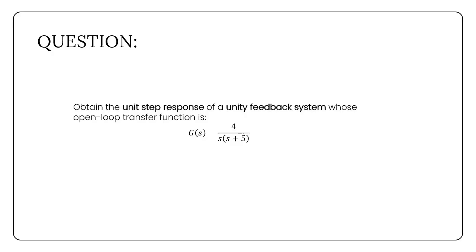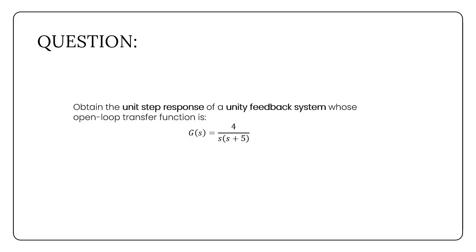Hey everyone, this is Group 21 and we've been asked to obtain the unit step response of a unity feedback system whose open loop transfer function is G(s) equals 4 over s times (s plus 5).